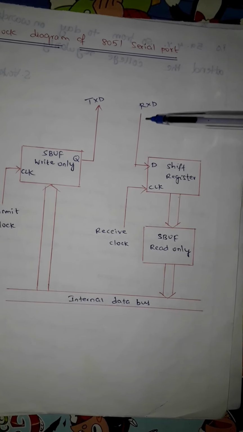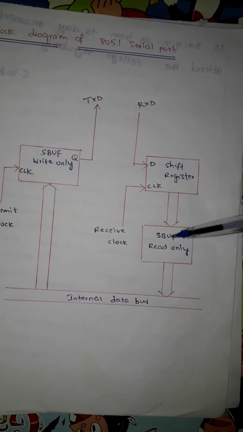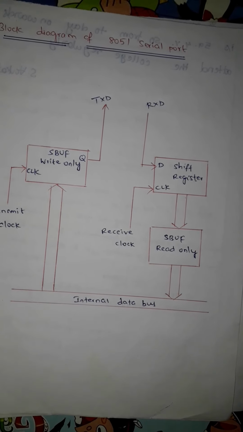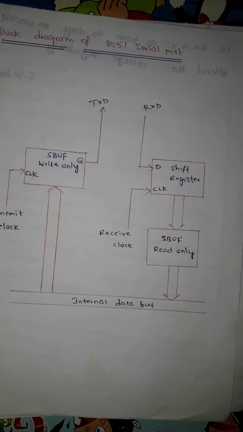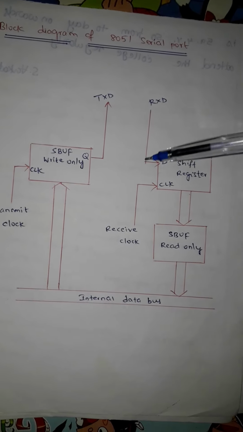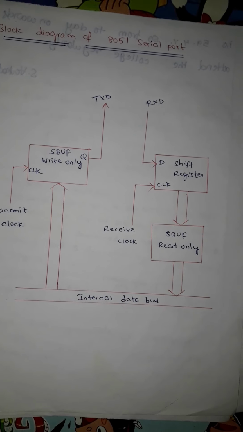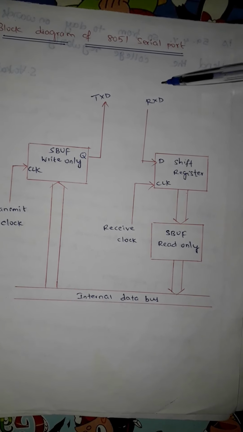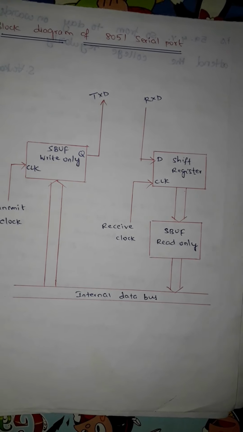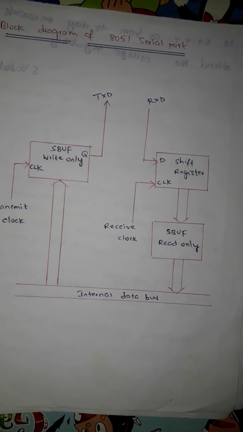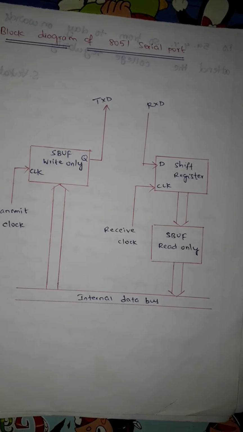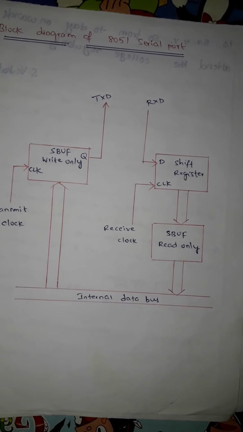But once the character has been received into the shift register, the data in the SBUF is lost. So this is the block diagram of the 8051. After the data is transmitted completely, the TI flag is set, and similarly once the data is received completely, the RI flag is set. If you are operating in modes 2 and 3, then an additional 9th bit is transmitted through TB8, and the additional 9th bit is received in RB8.